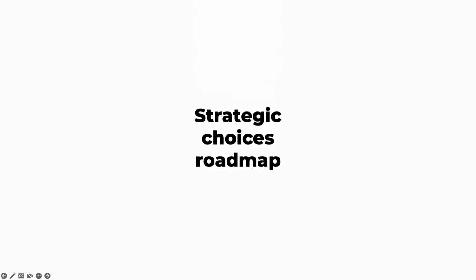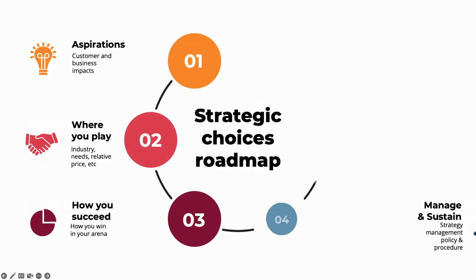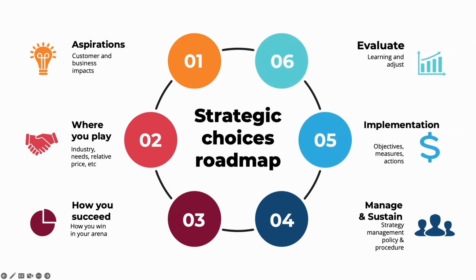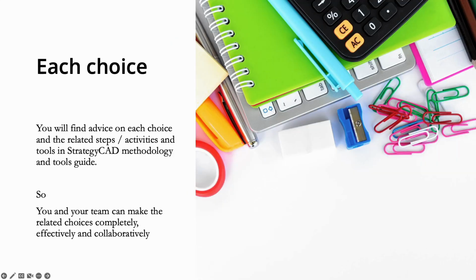So those top level steps, one more time: aspirations, where to play, how to succeed, sustain and manage, and ensuring that your implementation is consistent with your choices. As we said a little earlier, as you get to each choice, you will find the advice on each choice and the related steps, activities, and tools in the StrategyCAD methodology and tools guide, so that you and your team can make the related choices completely, effectively, and collaboratively.